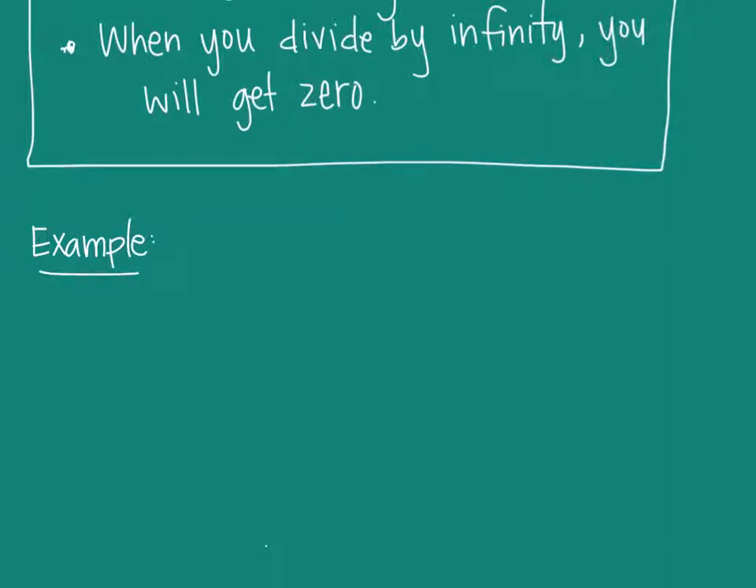All right, so just quickly, 7 divided by 0. What is it? Infinity. It is infinity. Okay, how about negative 5 divided by 0? What is it? It is not. It is negative infinity.